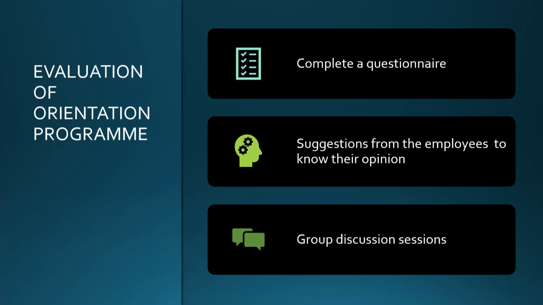Then comes evaluation of the orientation program. Under the evaluation of the orientation program, we have to complete a questionnaire. A questionnaire is prepared so that we can ask questions and get suggestions from the new employees to know their opinion, that is, in the form of feedback, and group discussion sessions for having some kind of deliberations on certain issues which need to be taken up for resolution.